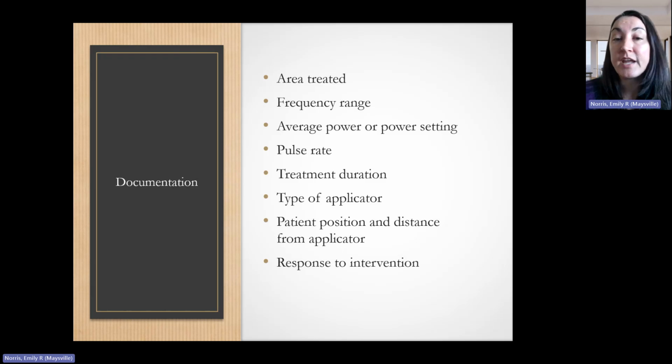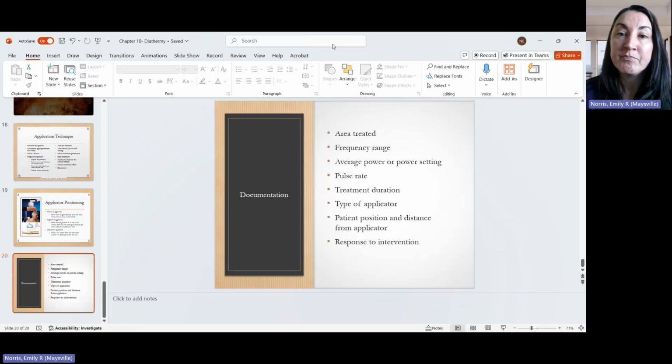You want to document the area being treated, the frequency range, the average power, the pulse rate, the treatment duration, what type of applicator you used, the patient's position, and the distance the applicator was from the patient's tissue, and then their response to intervention. So everything you did, you document so that we can reproduce that in a safe way.